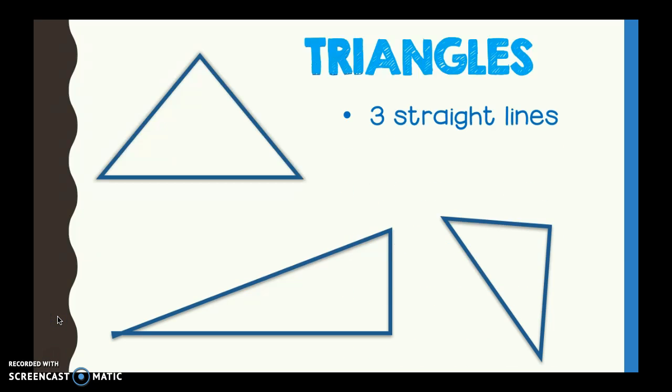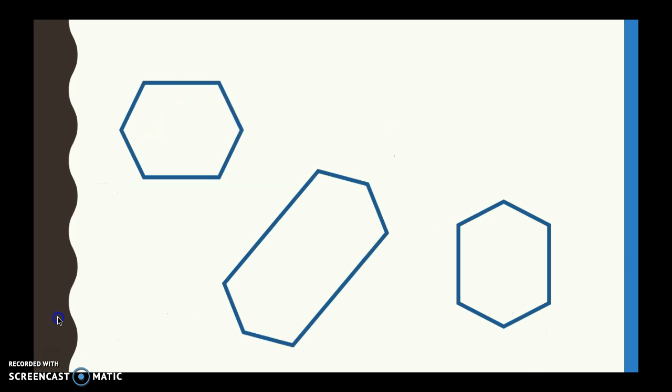There are 3 straight lines, 1, 2, 3, and those 3 straight lines, when they connect, they make 3 angles, or 3 corners. Go ahead and look at the other 2 triangles. Do they all have 3 straight lines and 3 corners? They sure do. These are triangles.